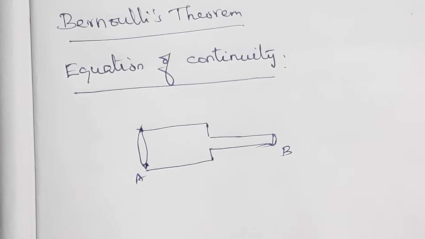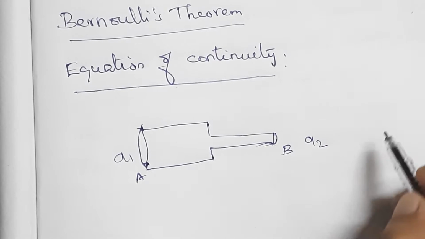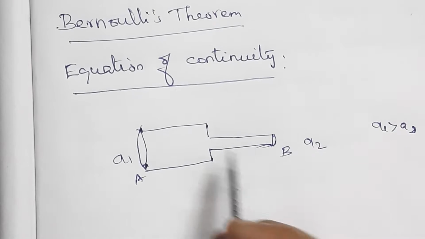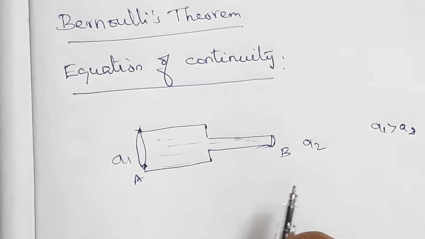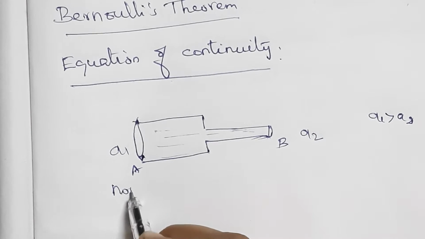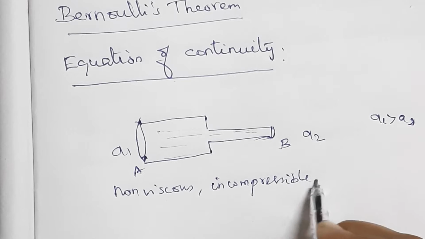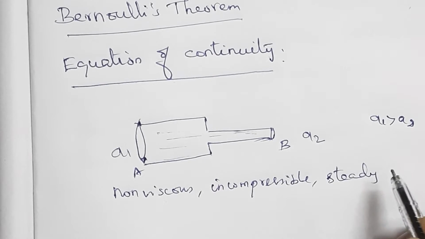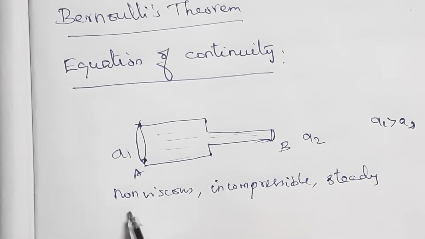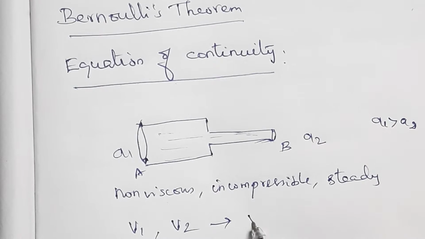It has the areas of cross section A1 and A2. Here A1 is greater than A2. And the liquid is non-viscous and incompressible and flows steadily through the pipe. The velocity at the pipe A is V1 and the velocity at the pipe B is V2.